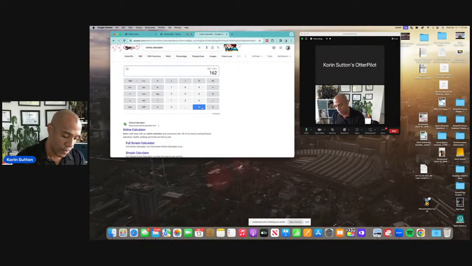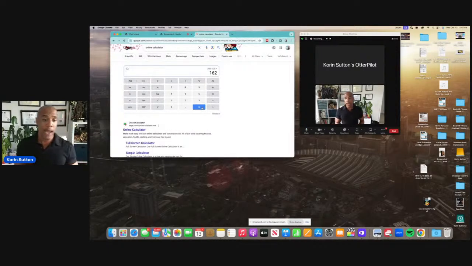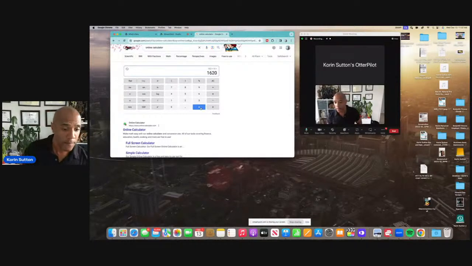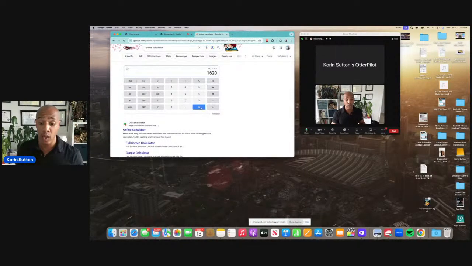So that's 162. Now we have a lean mass of 162 pounds. If your lean mass is 162, the next thing you're going to do is use that as our actual weight. To do that, we multiply this by 10, and that's our total calories. So the total calories is going to be 1,620 calories. That's how you figure out your total calories.